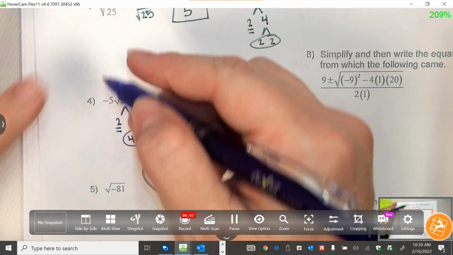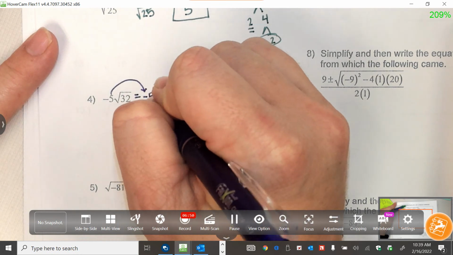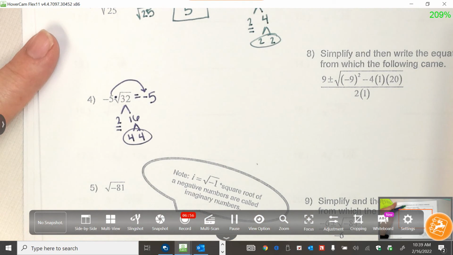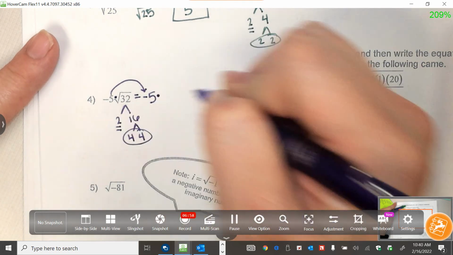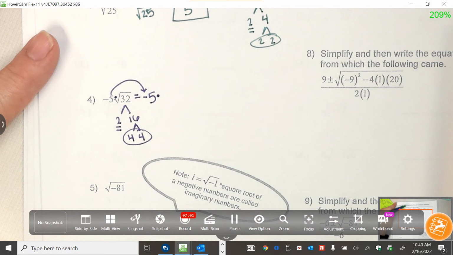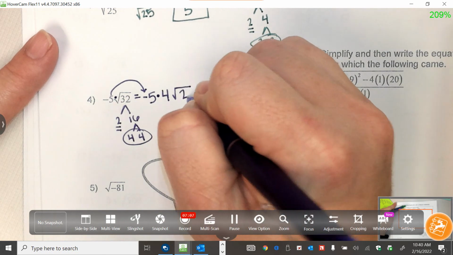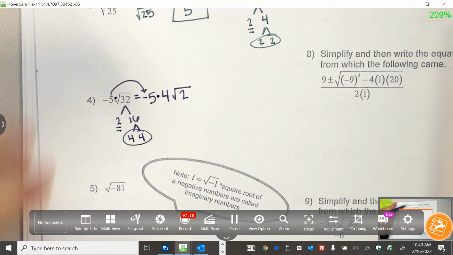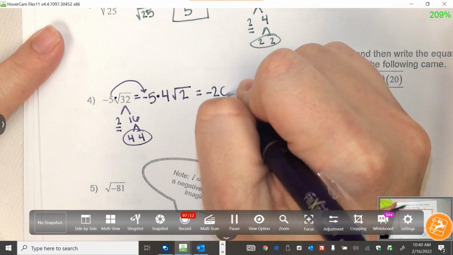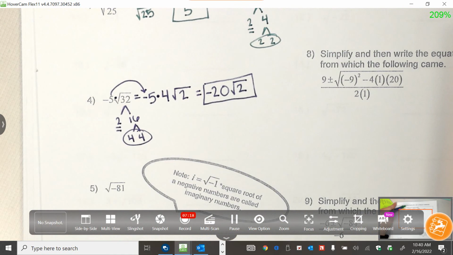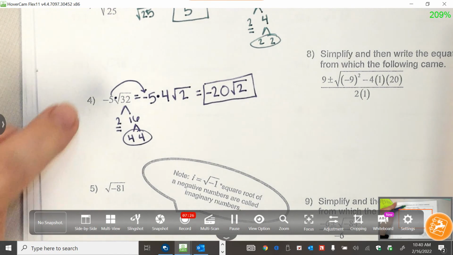Now, that negative 5 is still there. And I want you to realize, see how that negative 5 is touching the house, the radical? That means we're multiplying. So I'm going to bring that multiplication symbol. And what am I taking out of the house? A 4. And what was my leftover that stays in the house? 2. What's negative 5 times 4? Now, I want you to realize that's because they were touching.